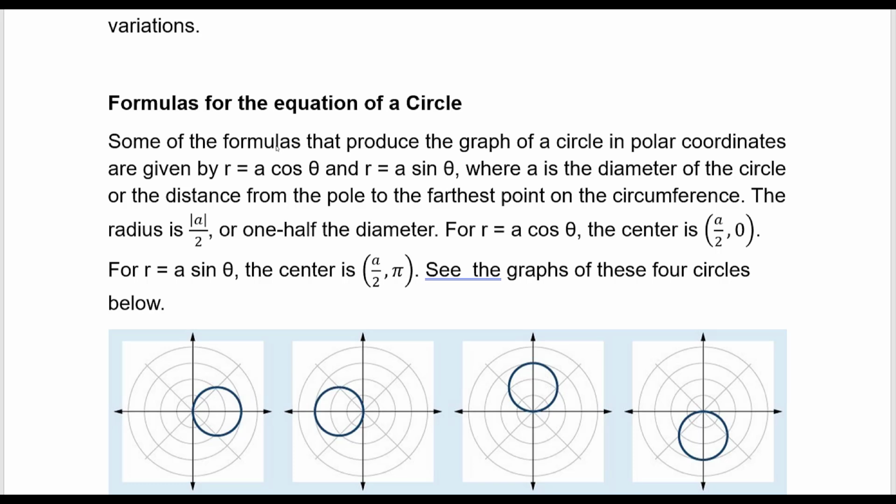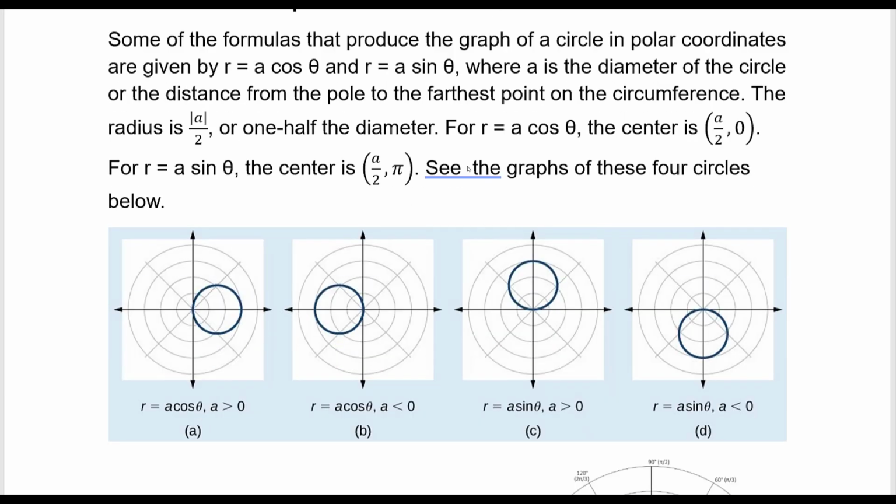For r equals a cosine theta, the center is going to be at a over 2 comma 0. And for r equals a sine theta, the center is at a over 2 comma pi over 2. So here are the graphs that you might expect. In the case that a is positive and it's r equals a cosine theta, you'll see the circle over here on the right side. For r equals a cosine theta and a is negative, you see it on the left side. For r equals a sine theta and a is positive, you see it up top. And for r equals a sine theta and a is negative, you see it down below.